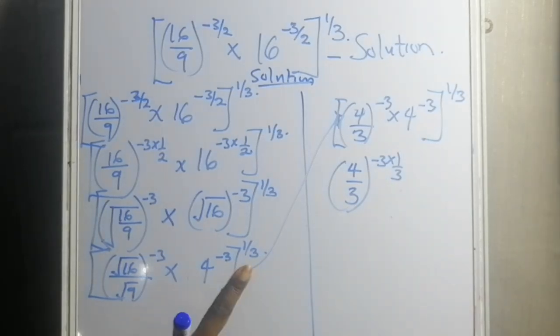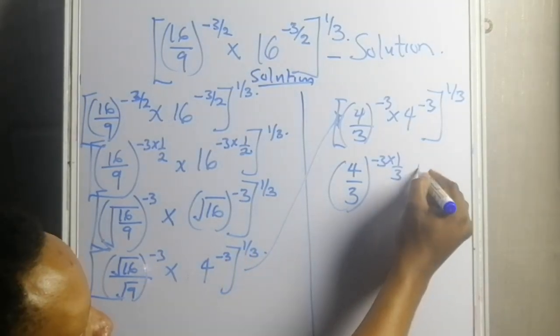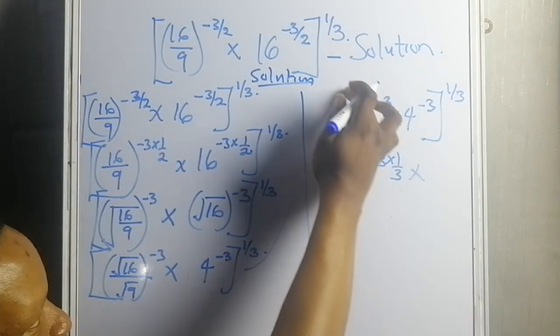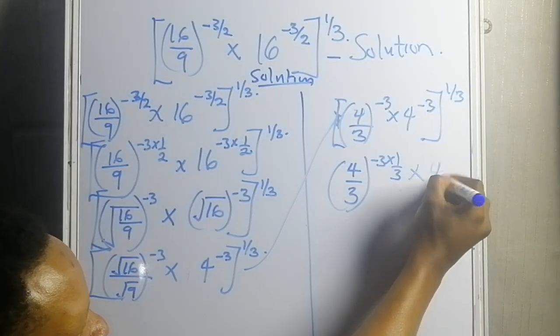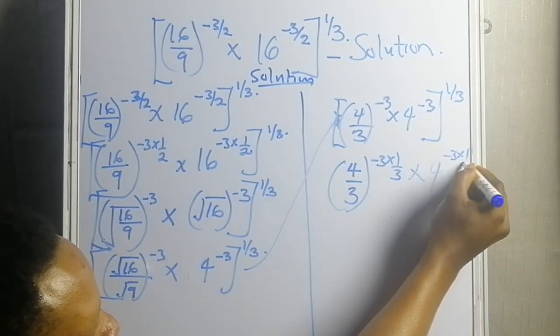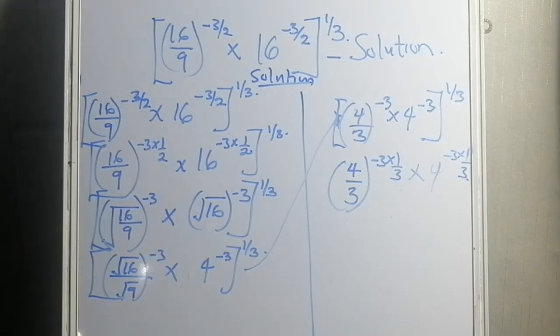I'm expanding it with the power because both of them own this power. That is why you see a big bracket here. 4 raised to power minus 3 times 1 over 3. It's as simple as that.